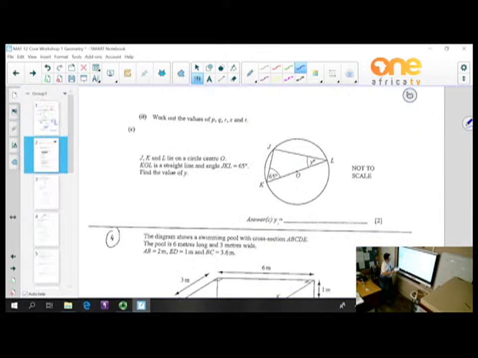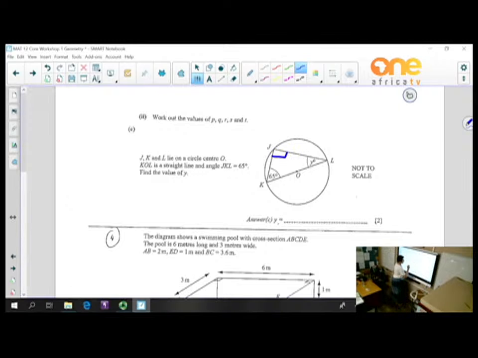Right, the second one. We've already done that now. There's a circle. What do you know about a circle? We know that the angle in a semicircle is 90 degrees. So this is a triangle then, so these two must also add up to 90 degrees. And that gives me 90 minus 65, which is 25 degrees.